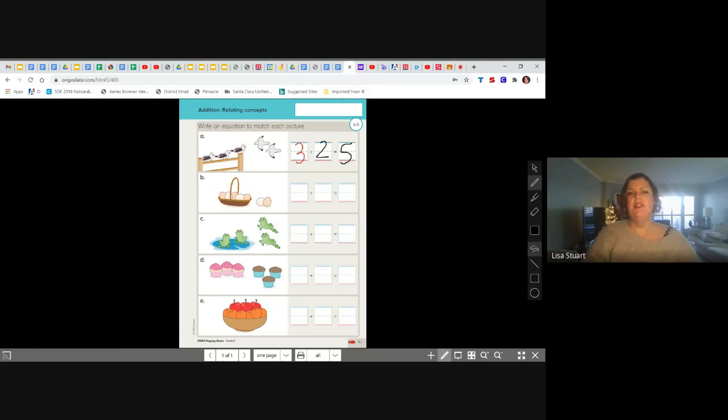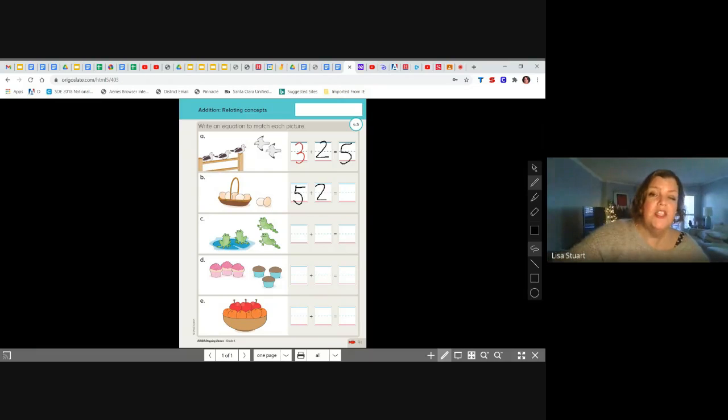What do you see in box B? I see a basket of eggs. Let's count how many eggs are in the basket first. 1, 2, 3, 4, 5. Count them carefully. If you don't count those carefully, your answer is going to be wrong. Okay, let's see how many are out of the basket. I'm going to add 2 more.